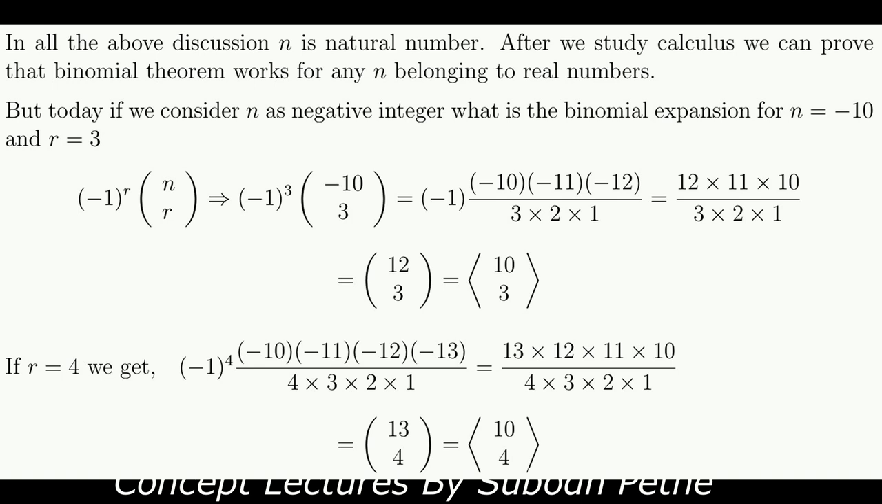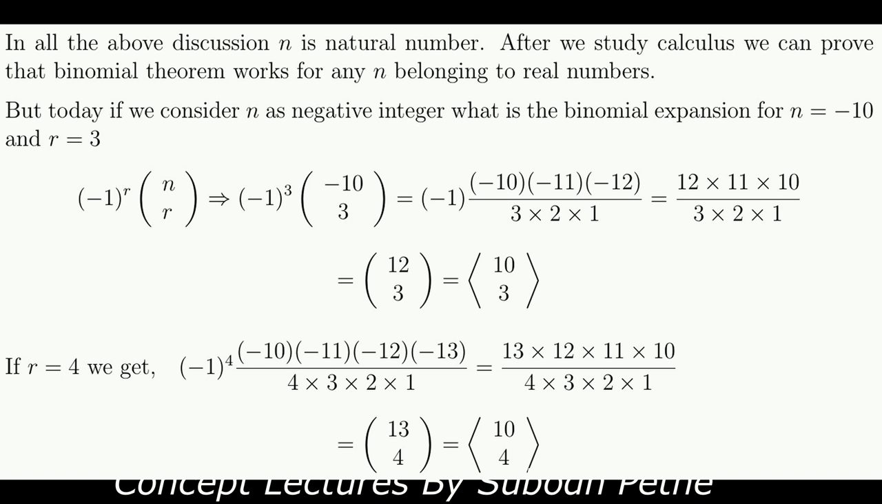At this stage, we will not be able to justify why we are doing this, but we just look at the way. Suppose we write n choose r as n into n minus 1 into n minus 2, like that, r brackets divided by r factorial. So r terms in the denominator, exactly the same rule we follow in the case of negative integers. We will get 12 into 11 into 10 upon 3 into 2 into 1, which is 12 choose 3, which is a new notation, which we will call 10 elbow 3.